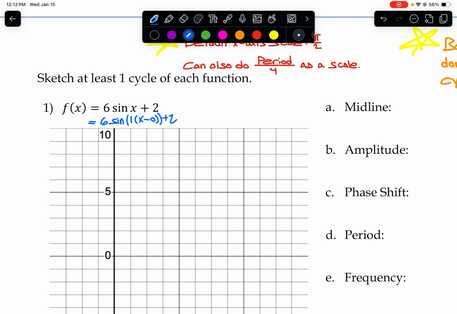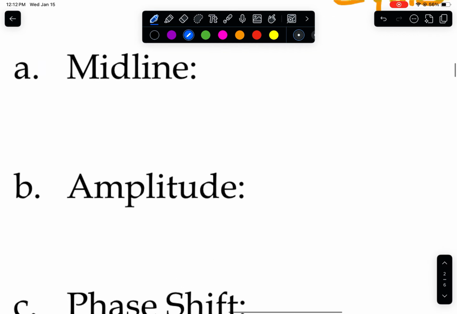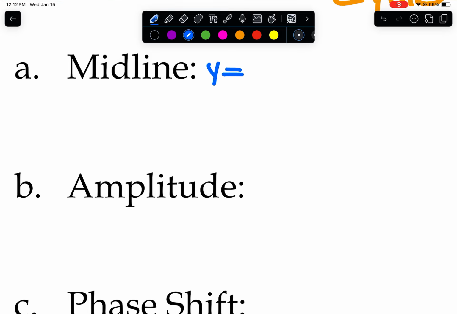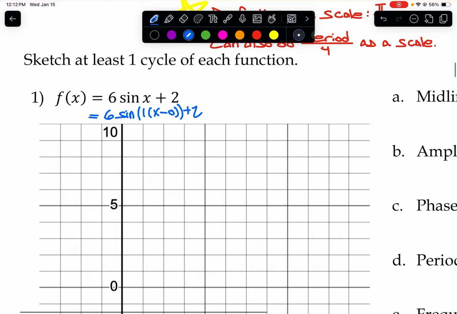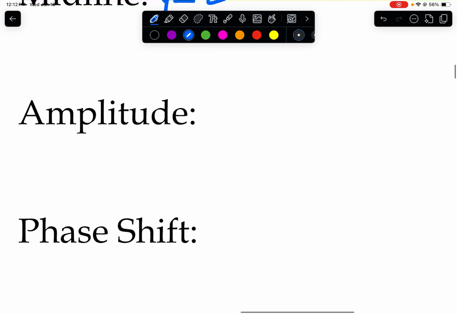That being said, I'm going to go over here and fill in the attributes, and then I'm going to actually do my graph. For my midline, I know for sure it's going to be y equals 2 based on that vertical shift. Then your amplitude is your a value. Keep in mind amplitude measures a distance, so you're always going to do the absolute value of your a value. So that's still going to be 6, even if it's positive.